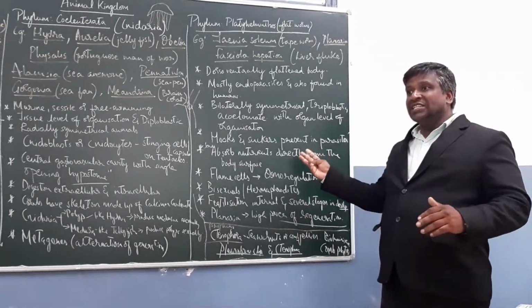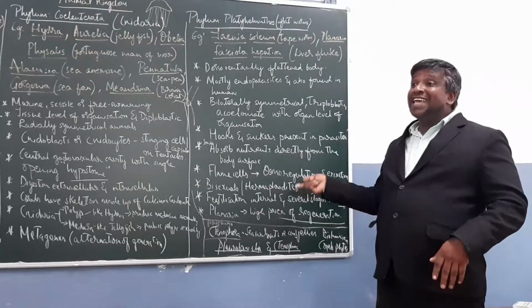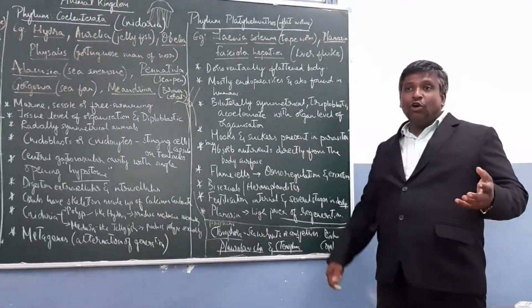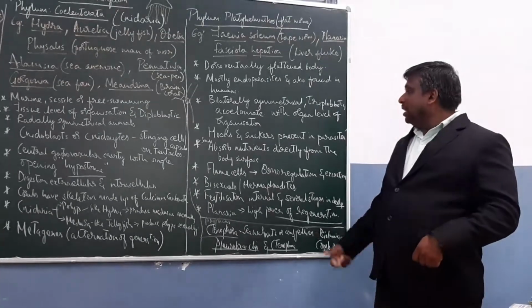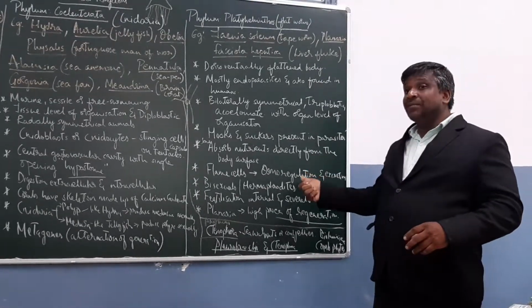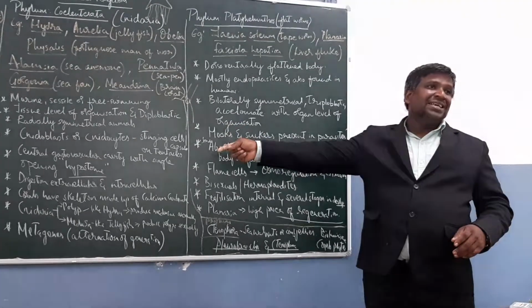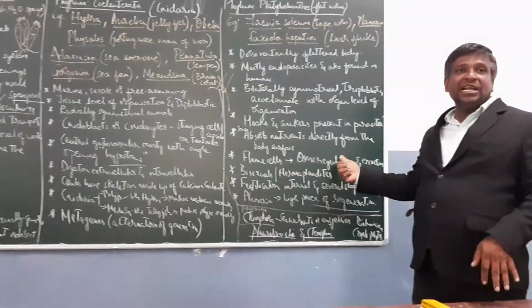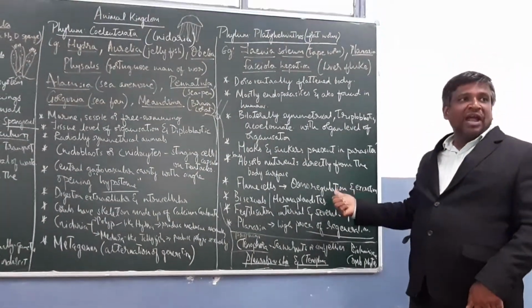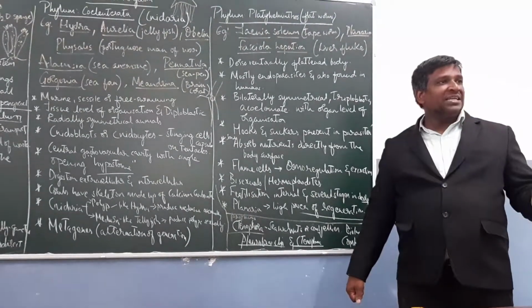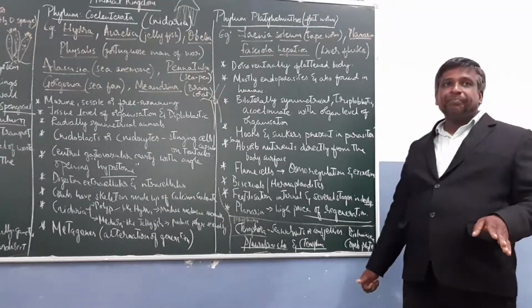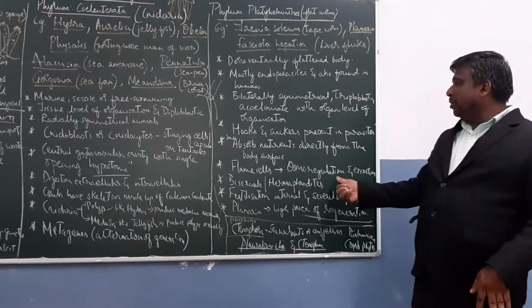They are triploblastic. Then acoelomate, that is, coelom is absent. Triploblastic, acoelomate, and you also notice bilaterally symmetrical. Till now you noticed them as radially symmetrical. For the first time in Platyhelminthes or flatworms you find this bilaterally symmetrical, triploblastic, acoelomate. Okay, so remember about that.